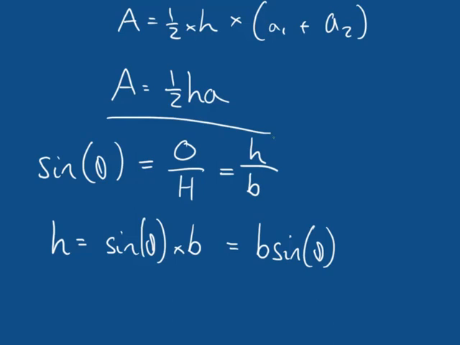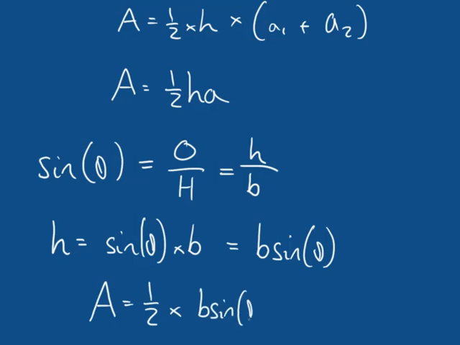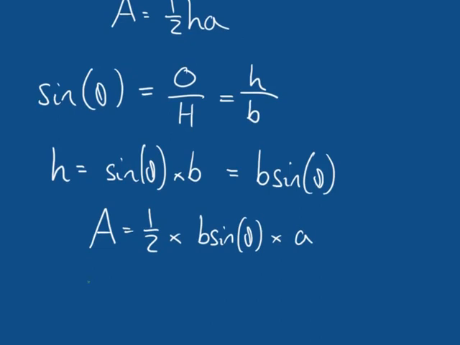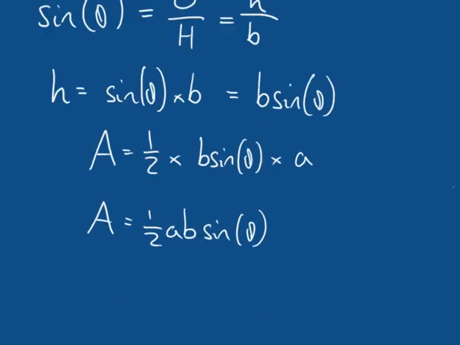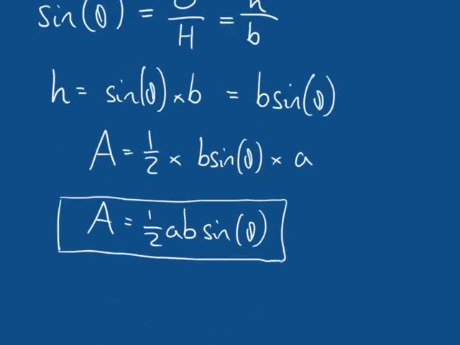Well, if the area is equal to 1/2 hA, that means our area is equal to 1/2 times B sine theta times A, which is more commonly written as the area is equal to 1/2 AB sine theta. This is the area equation for an arbitrary triangle. But what does it mean? What do we have to be careful of here?